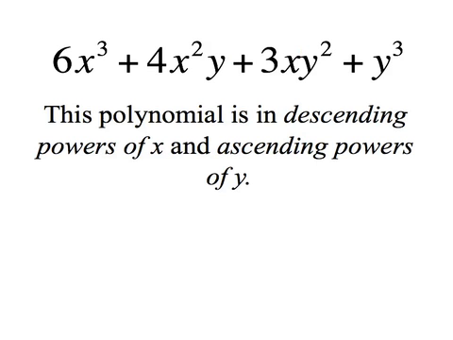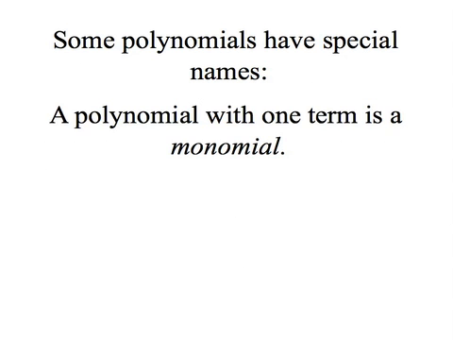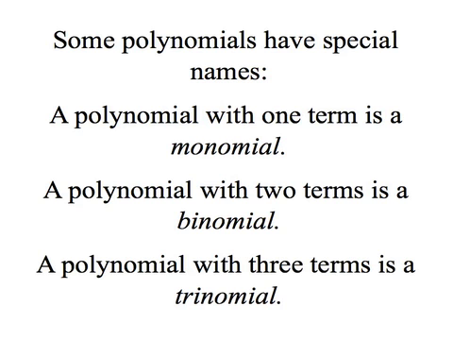This polynomial happens to be written in descending powers of x, 3, 2, 1, and 0, and ascending powers of y, 0, 1, 2, and 3. Some polynomials have special names. A polynomial with 1 term is a monomial. A polynomial with 2 terms is a binomial. And as we've already said, a polynomial with 3 terms is a trinomial.